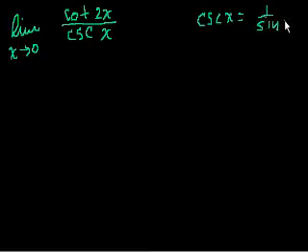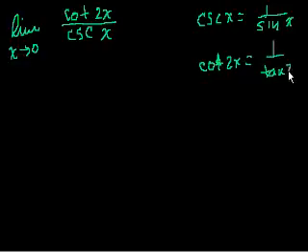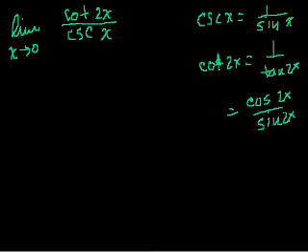I remember that by saying it's non-intuitive. You would have thought that cosecant is 1 over cosine, but it's not. It's 1 over sine. And cotangent of 2x is equal to 1 over tangent of 2x. And tangent is sine over cosine, so cotangent is the opposite. So that equals cosine of 2x over sine of 2x. Okay.